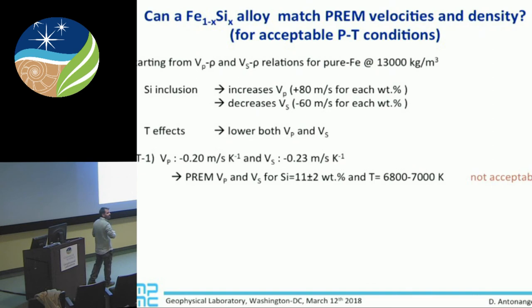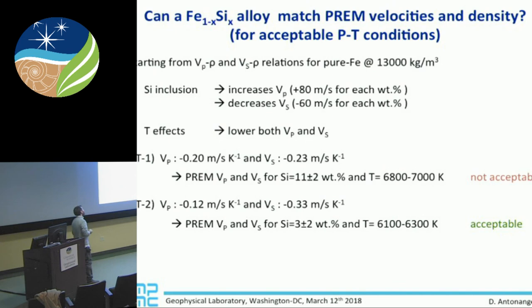However, this solution is not acceptable because such an alloy would have the density not within acceptable pressure range. You need to go much higher than 360 GPa to have this range. Besides the fact that temperatures in the 7000 Kelvin are a little bit more on the extreme side for the core. So formally a solution exists, but not within acceptable pressure range.